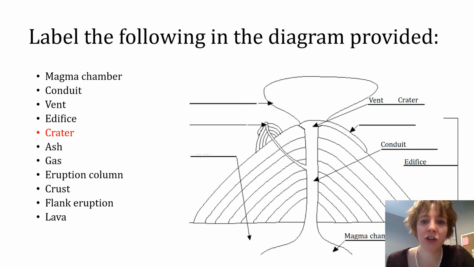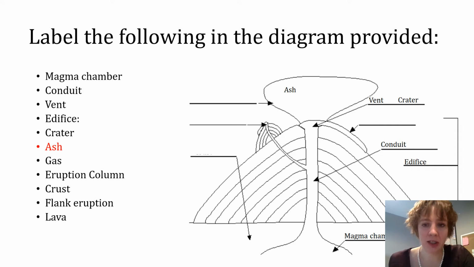Craters are conical depressions created by explosive eruptions. A lot of vents actually form craters. So the crater is this thing. You can see it has these edges making it kind of conical. Like I say, a lot of vents are also craters, but that's not always the case. You can have vents that are not craters as well.